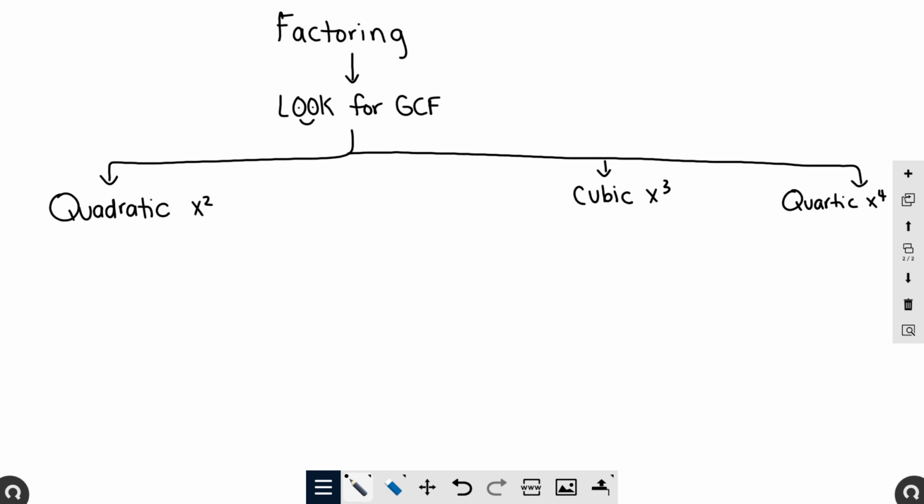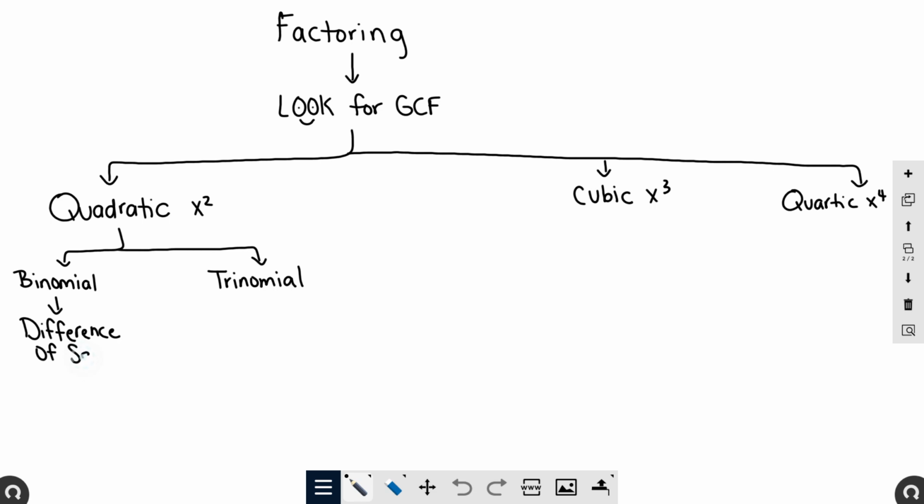Now, with quadratic, there are 2 different types that we have. We have our binomials. What does it mean to be a binomial? And then we have our trinomials, which means we have 3 terms. Within binomial, there's only one type of problem, and those are the difference of squares problems.